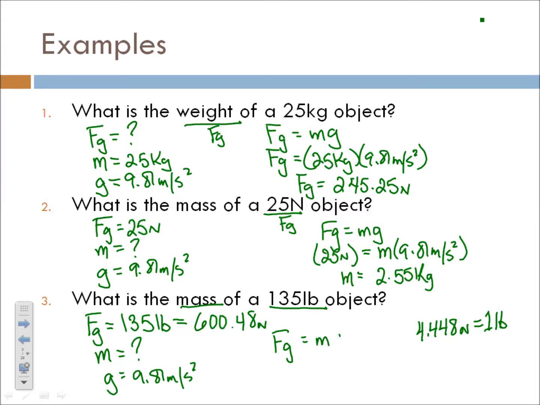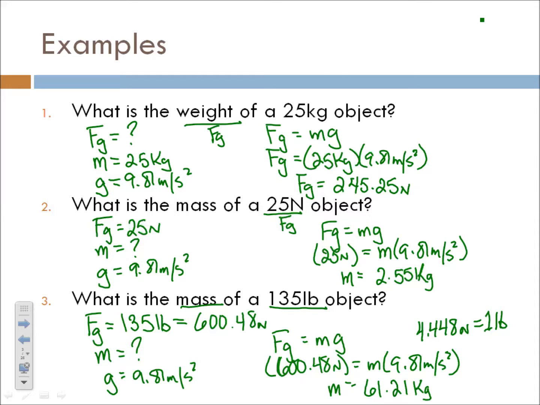I'll use my equation again and set everything up. The force of gravity, or the weight, is equal to the mass times the acceleration due to gravity. I use 600.48 newtons, and I'll simply divide, and I get 61.21 kilograms.